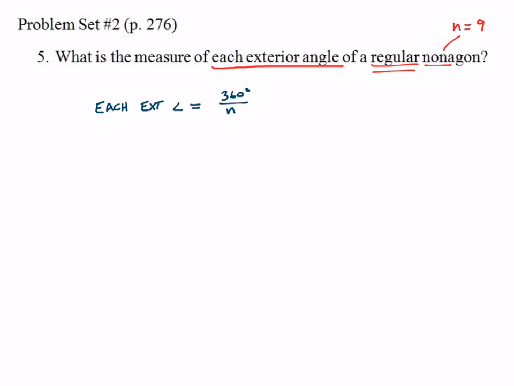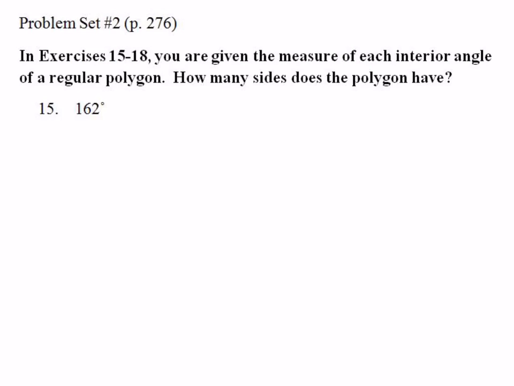There's one additional one that I wanted to look at. So you can pause the video for now and continue on with numbers 11 through 14. But when you get to number 15, it says this. In exercises 15 through 18, you are given the measure of each interior angle. Okay, so let's see what we're given. We're given the measure of each interior angle of a regular polygon. And then it asks us to find how many sides the polygon has. So this angle here, 162, is the measure of each interior angle. So that's what this 162 stands for.